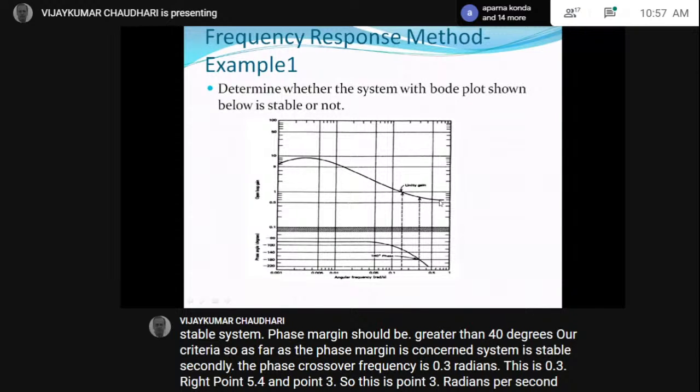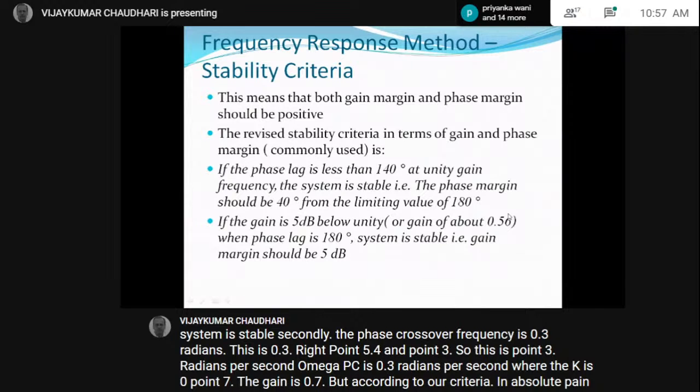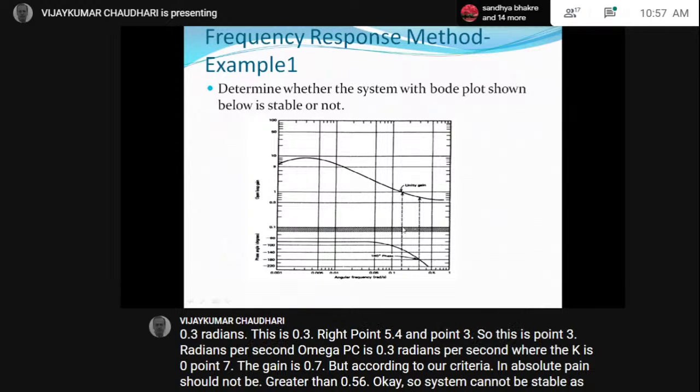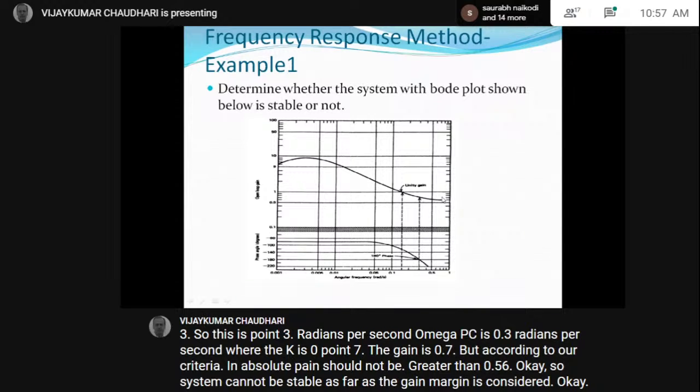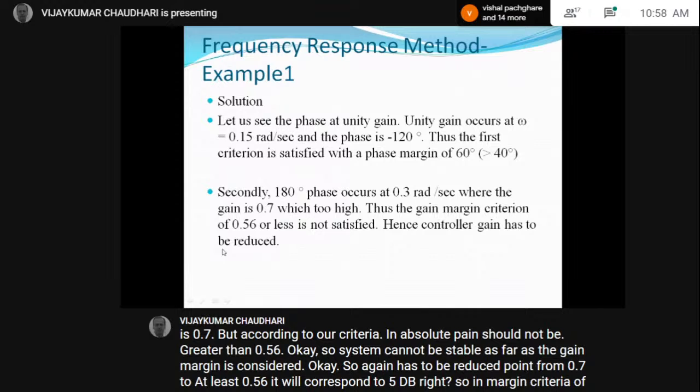The gain is 0.7. But according to our criterion, the absolute gain should not be greater than 0.56. So the system cannot be stable as far as the gain margin is considered. The gain has to be reduced from 0.7 to at least 0.56, which corresponds to 5 dB, right? So the gain margin criterion of 0.56 or less is not satisfied, and the controller gain has to be reduced.